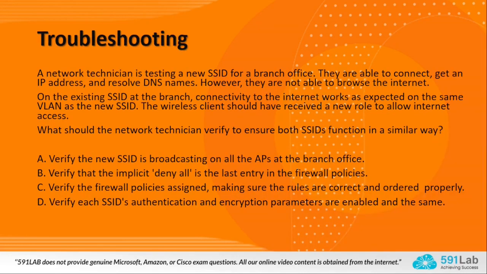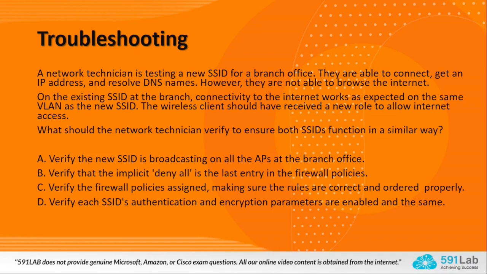Okay, we have reached the final question under troubleshooting. A network technician is testing a new SSID for a branch office. They are able to connect, get an IP address and resolve DNS names. However, they are not able to browse the internet. On the existing SSID at the branch, connectivity to the internet works as expected on the same VLAN as the new SSID. The wireless client should have received a new role to allow internet access. What should the network technician verify to ensure both SSIDs function in a similar way?